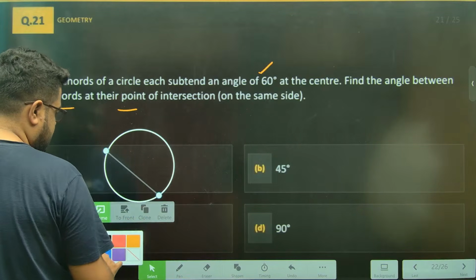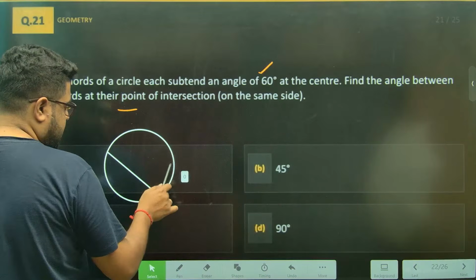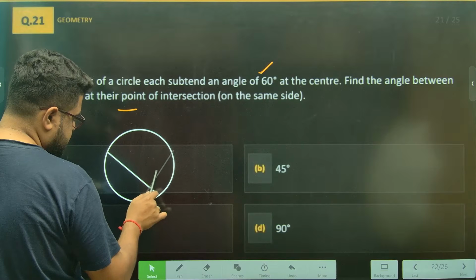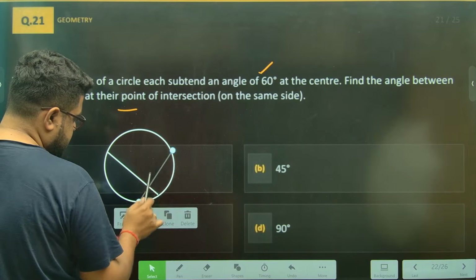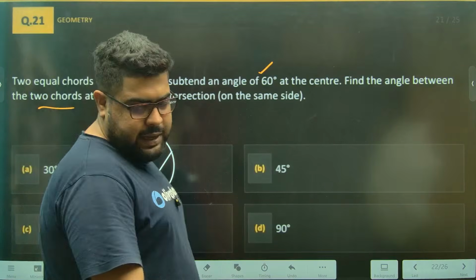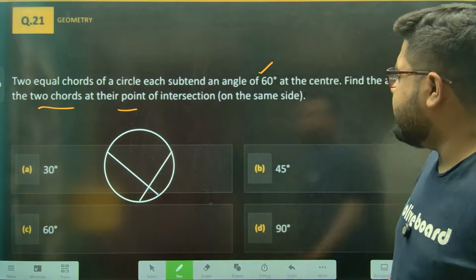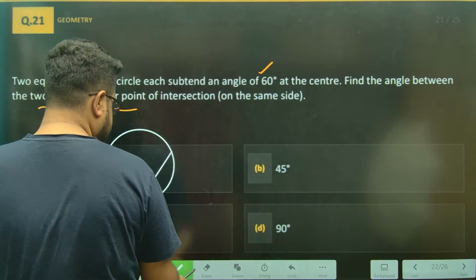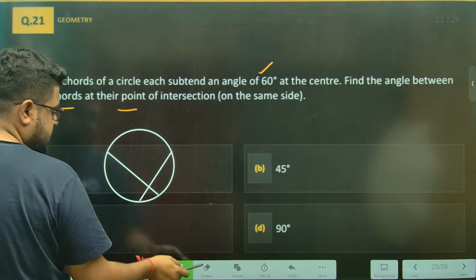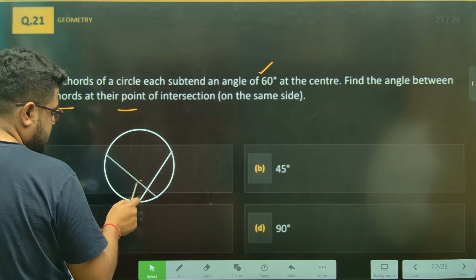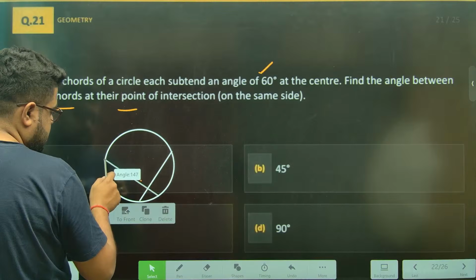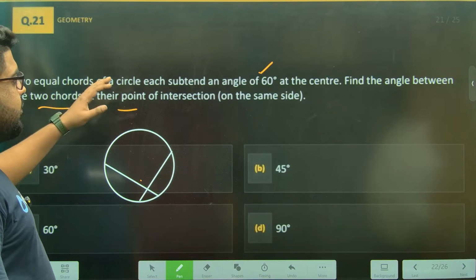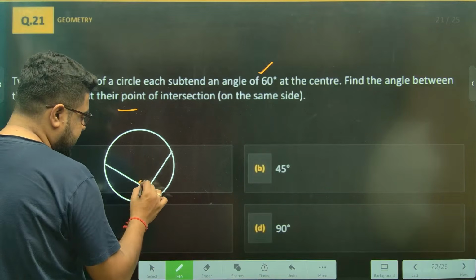So let's say this is one chord. Another chord must be equal. Looks something like this, let's say. Okay, they are equal, I'm assuming. Why? Because they are subtending an angle 60 degrees at the center, sir. Looks something like this. Find the angle between the chords at this angle they are asking, sir.